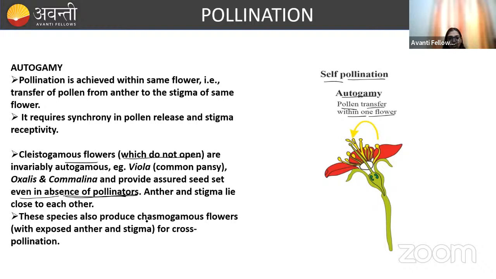These species also produce chasmogamous flowers, where the anther and the stigma are exposed for cross-pollination. Remember the names of the species: they are Viola, Oxalis, and Commelina.